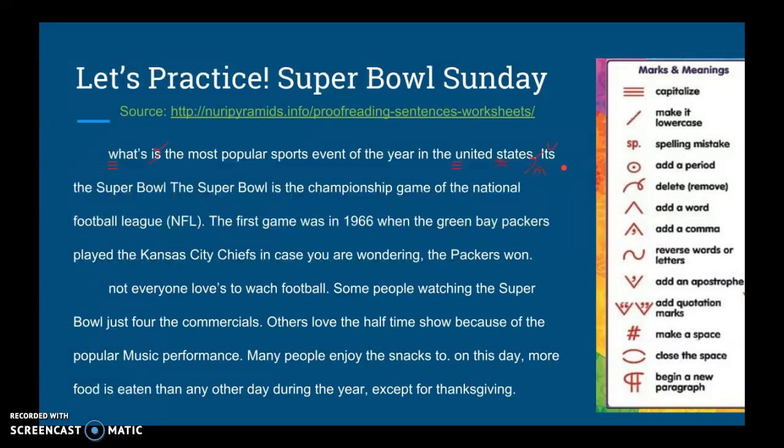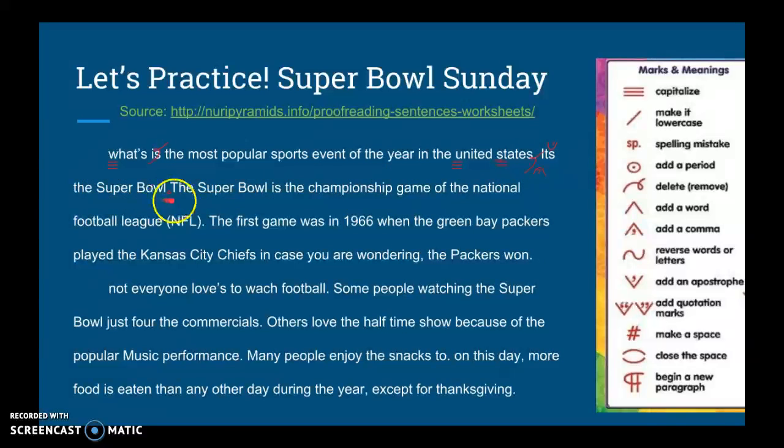Yep, we need to add an apostrophe. So we use the upside down caret with the apostrophe in it. It's the Super Bowl. The Super Bowl is the championship game of the National Football League. When we say Super Bowl twice, this makes it sound like a new idea is starting. So we need to end the sentence right here. And what do we put at the end of every sentence? A period. Correct. Now it's two different ideas.